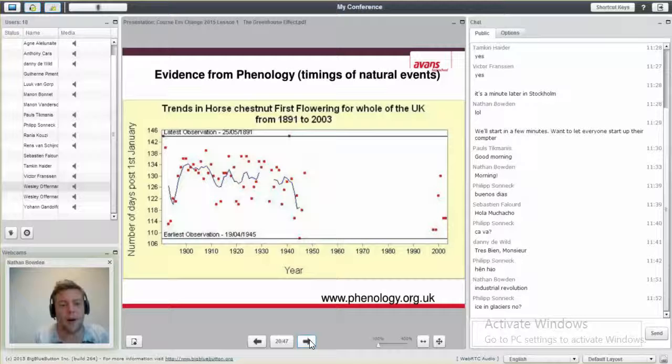Biologists are also busy, because they can observe the trends in the flowering of plants. And here, I believe this was in the UK. There is a plant called the chestnut tree, the horse chestnut, and it blooms. And they've recorded the date that it bloomed. And they see that the trend is going much down, that it blooms earlier and earlier.